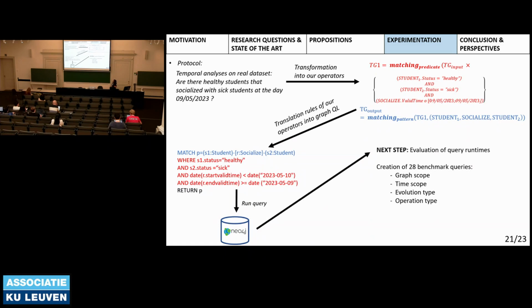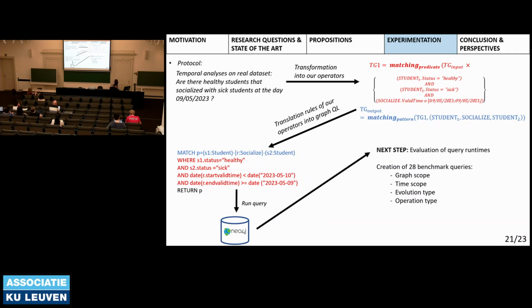We also expressed some temporal analyses on both datasets, such as the one that we have seen in our previous example. We transformed these analyses into our operators, and then we translated our operators into queries expressed in the graph query languages of Neo4j and OrientDB. And finally, we ran the queries on both graph database systems. This experimentation has validated the feasibility of our solution, but we are currently pursuing it to evaluate the performance of our solution in terms of query run times.